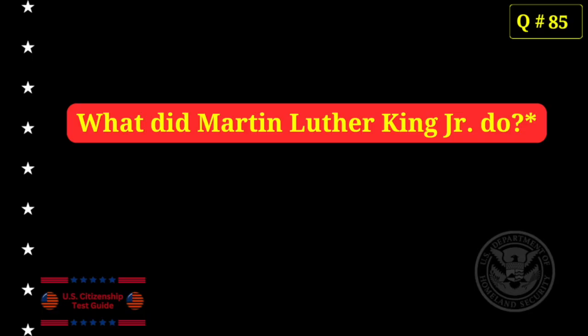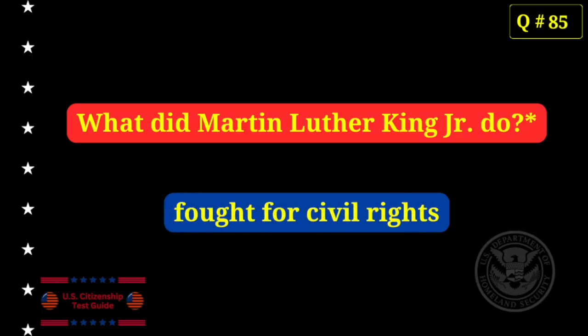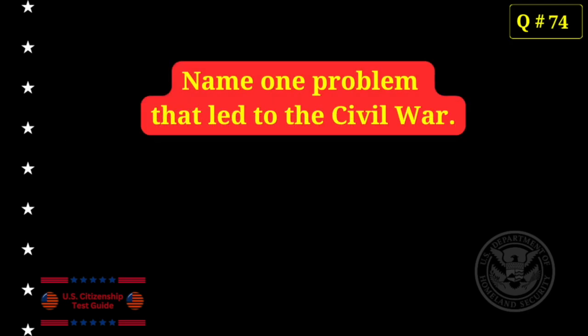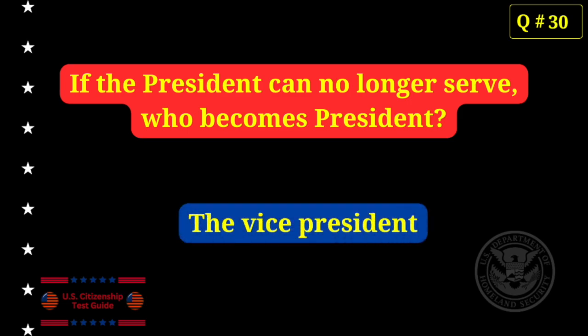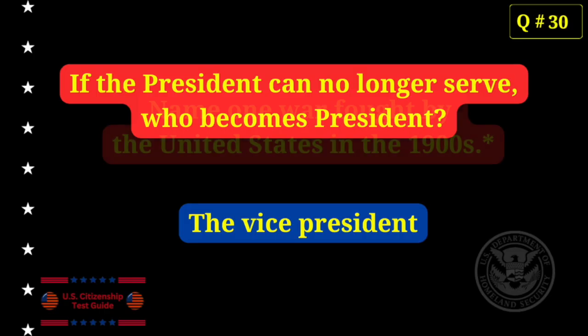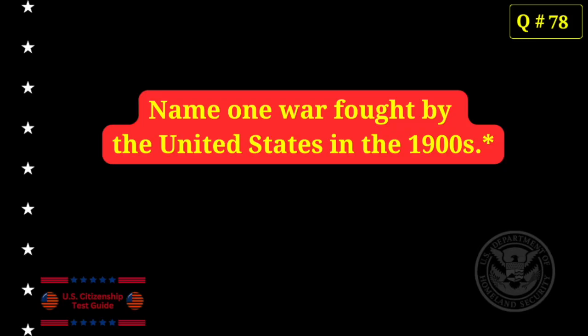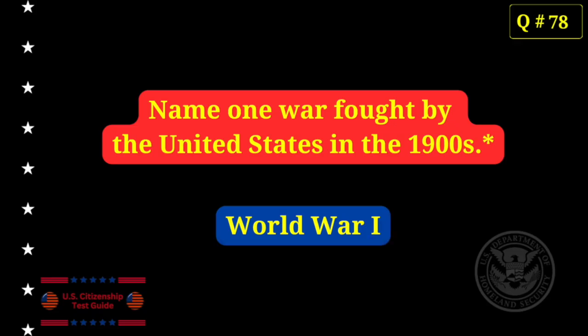What did Martin Luther King Jr. do? Fought for civil rights. Name one problem that led to the Civil War. Slavery. If the president can no longer serve, who becomes president? The vice president. Name one war fought by the United States in the 1900s. World War I.